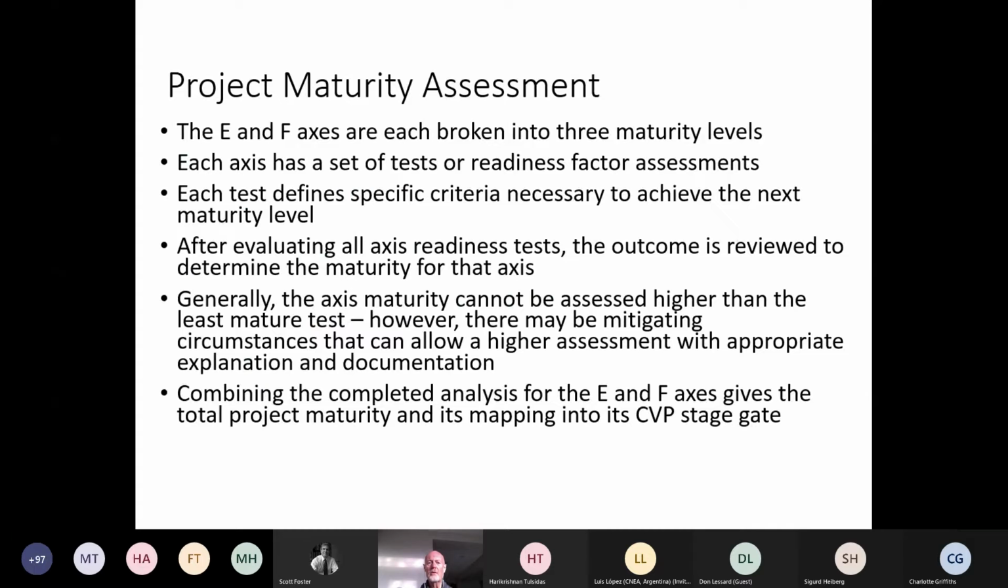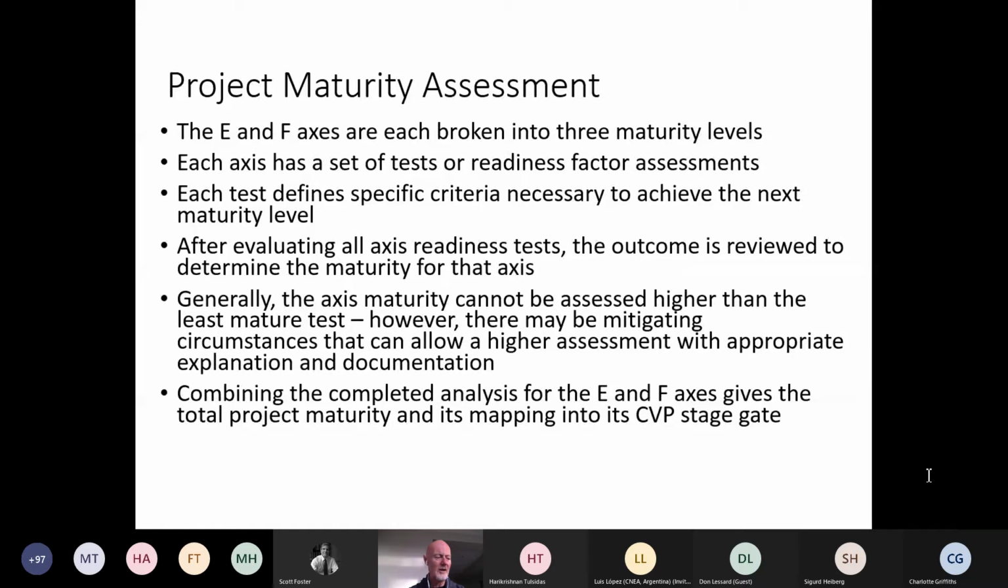So if we think about this project maturity assessment piece, if we look at the E and the F axis, they're broken down again, as you remember, into three different maturity axes. Each axis has a set of tests behind it, criteria that you need to follow to be able to advance from one level to the next level along those axes. And once on each of the axes you've made that assessment using the criteria for the different tests, you can take those and place your project within that space to understand where you are in that maturity. And when you combine these maturity tests, for the E and the F axes, you'll have a total project maturity, and generally that will map very cleanly onto the capital value process stage gate for that.